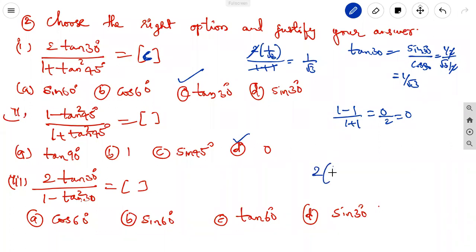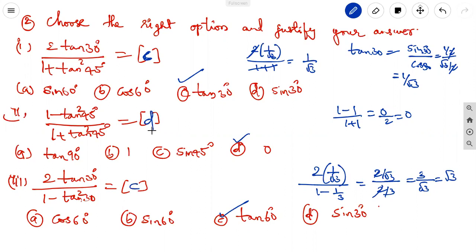Next, tan 30 is 1 by root 3. That is 2 into 1 by root 3, by 1 minus 1 by root 3 whole square, 1 by 3. Taking the LCM, 2 by root 3 in the numerator, 3 minus 1, 2 by 3. The 2s cancel. It is 3 by root 3, which is root 3. Root 3 is equal to tan 60. So the answer is tan 60, option D. These are the values.